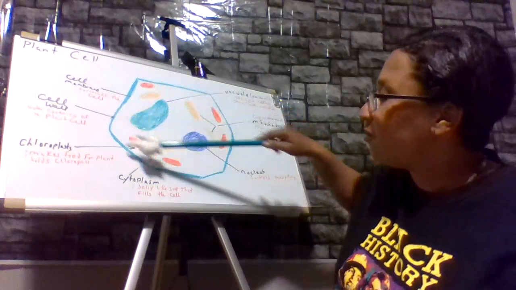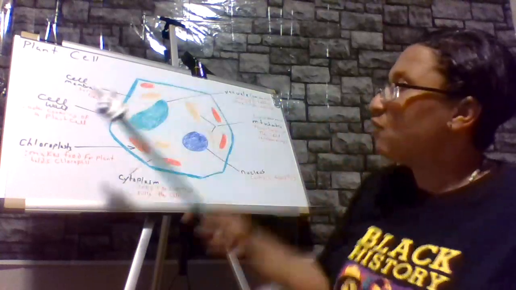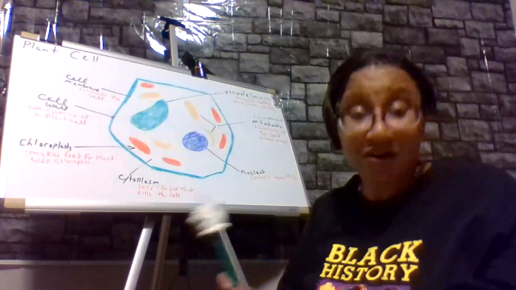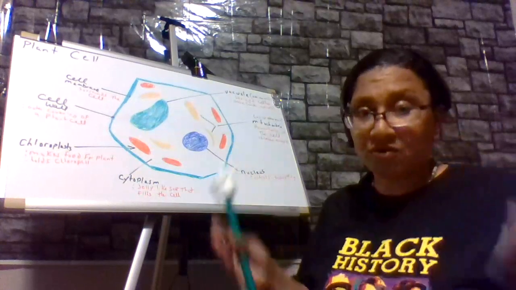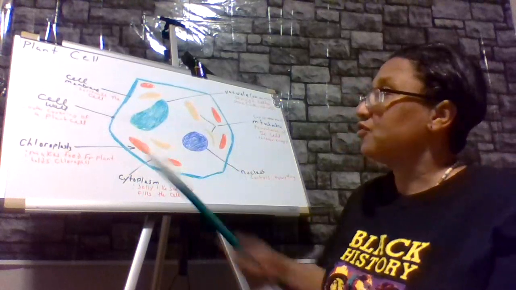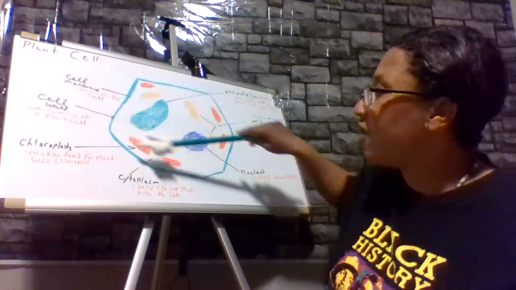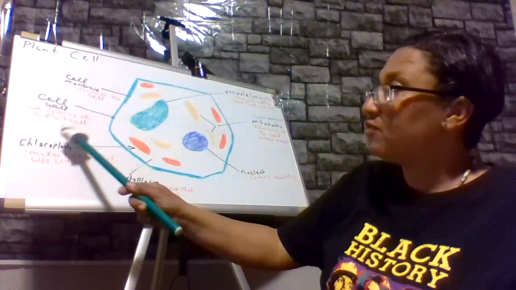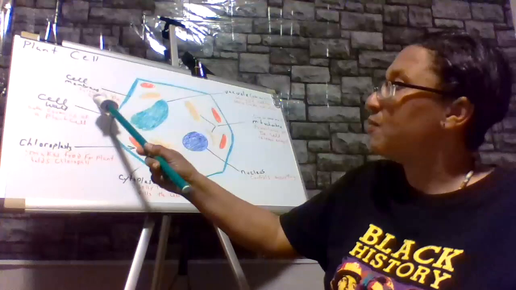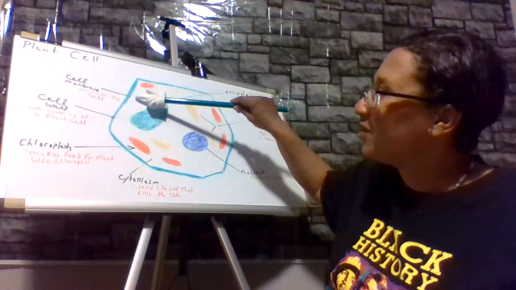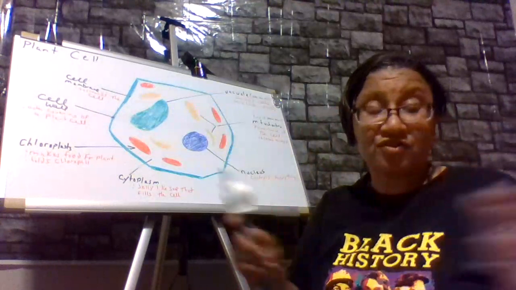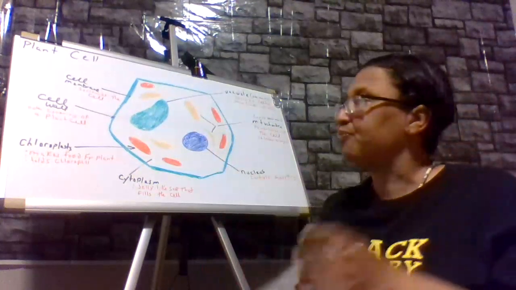Right here, we have the cell wall. This is the outer portion right here. And what the cell wall does is the outer covering of a plant cell. Kind of sort of like our skin is the outer covering of our body. So the cell wall right here is the outer covering of the plant cell. Now we have the cell membrane. That's like the inner portion right here of the cell wall, and it surrounds the cell. So it's like a double layer.